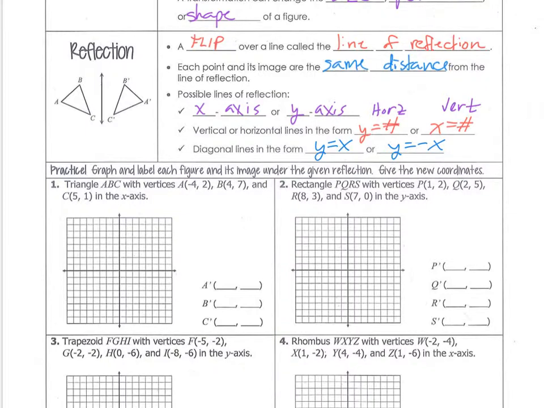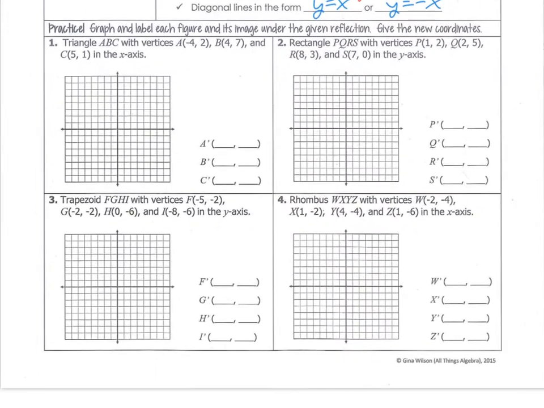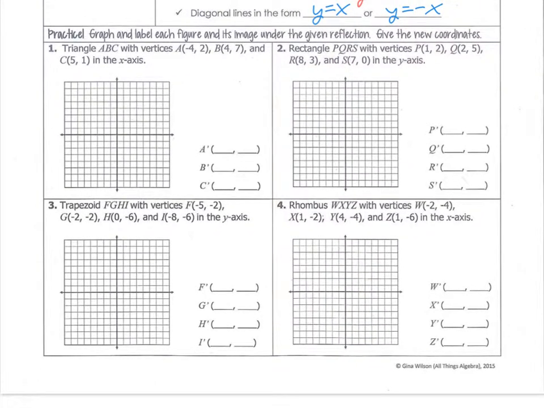Alright, so let's just practice, and I'm going to do one, you're going to do one. So go ahead and plot the first triangle ABC. They gave you the vertices, so plot the points and connect the dots with straight edges. So I'm always going to do my pre-images in blue and my reflection in red. I'll go with it.